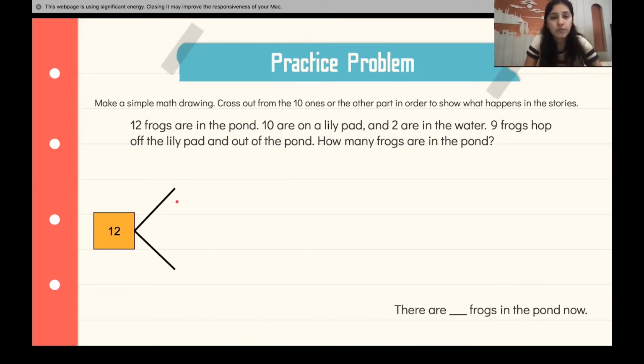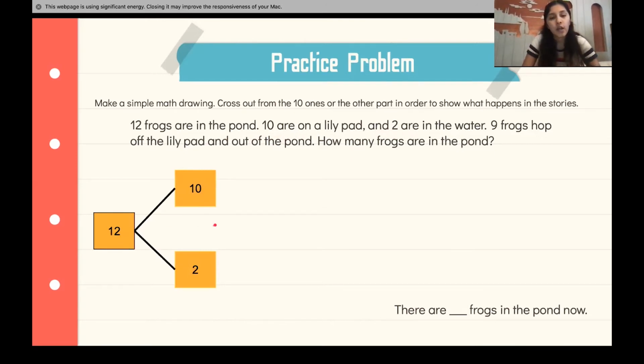So how many of them were on the lily pad? 10 were on the lily pad, right? It's 10. And how many were in the water? 2. 2 were in the water. So here we have decomposed it and found its number bonds. So 10 plus 2 is equal to 12.